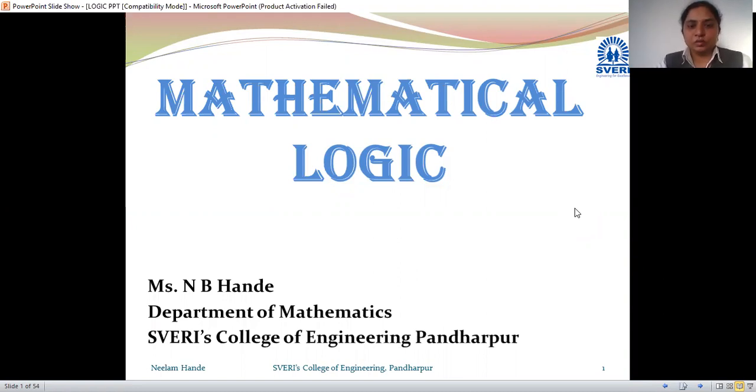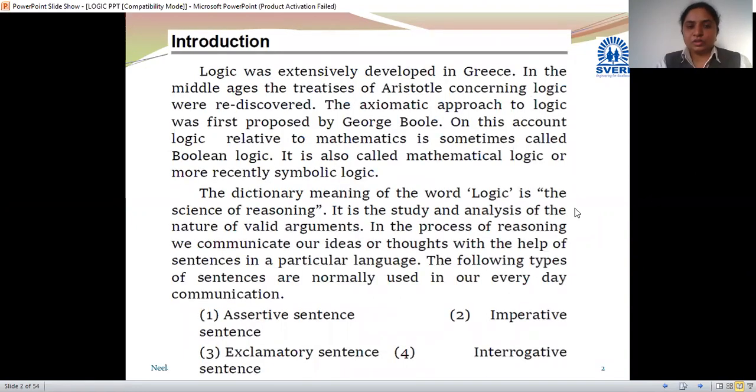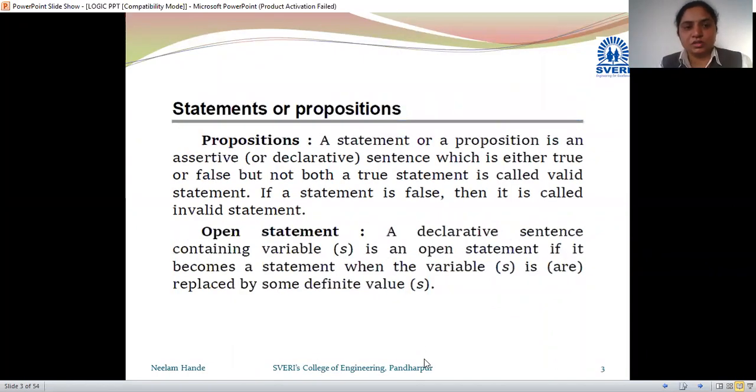Today we'll see the topic mathematical logic for your CET preparation. Some introduction part is given to you, like types of sentences. The types of sentences are assertive, imperative, exclamatory, and interrogative.